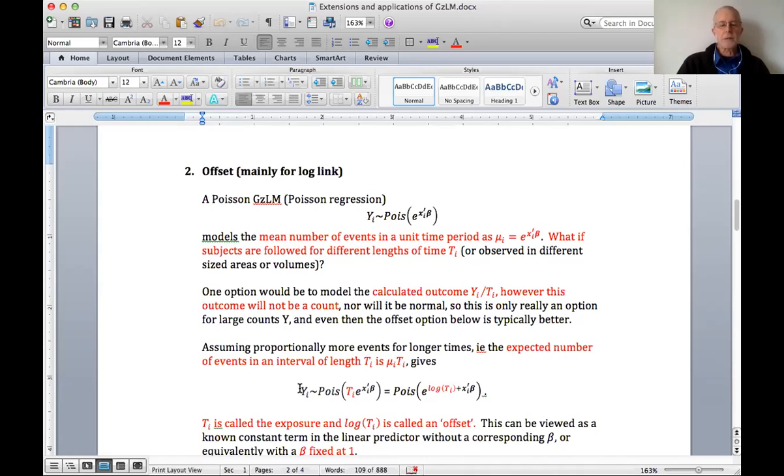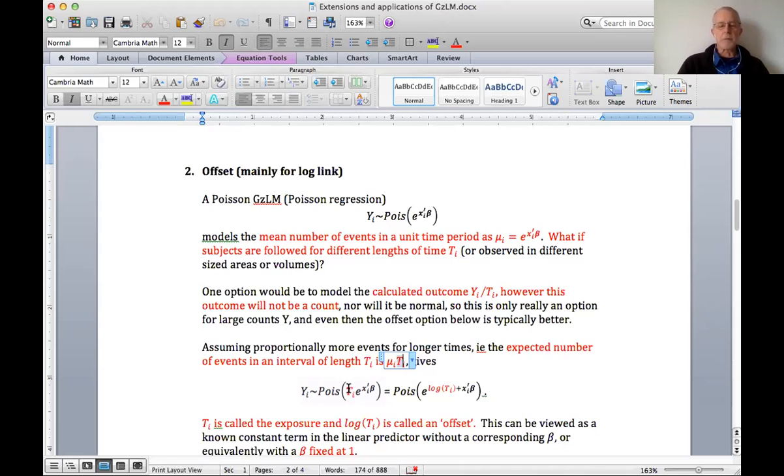What's done instead is to incorporate the time length into the model explicitly. If observation y was based on an interval of length t, you would expect it to have t times as many observations as it would if it were observed for 1 unit. So if t is equal to 3 years, you would expect 3 times as many events as in 1 year.